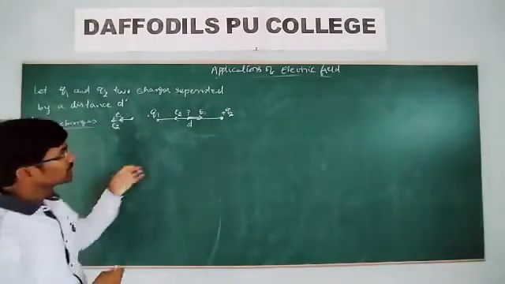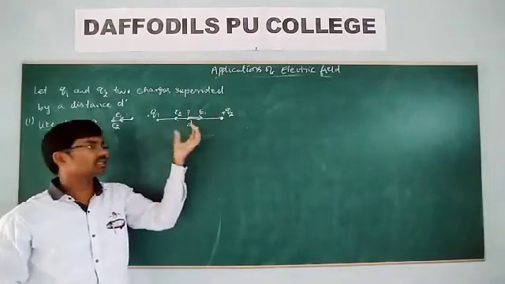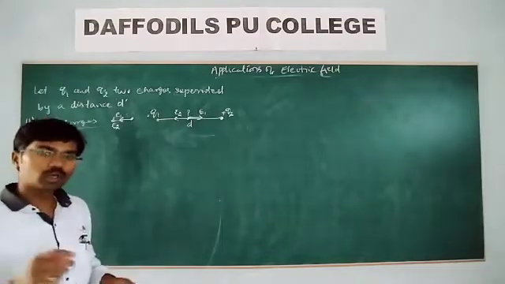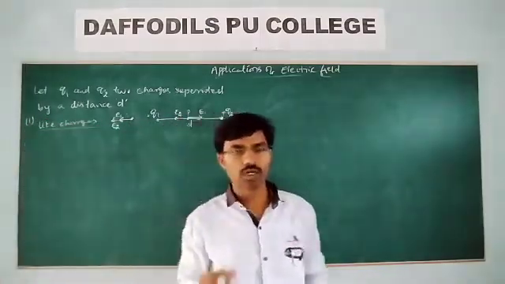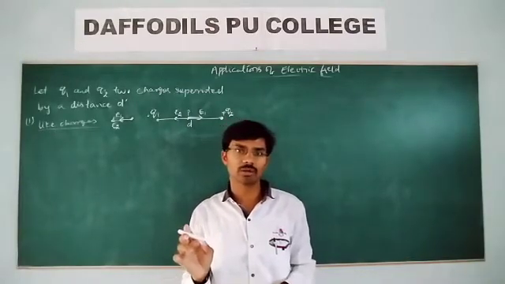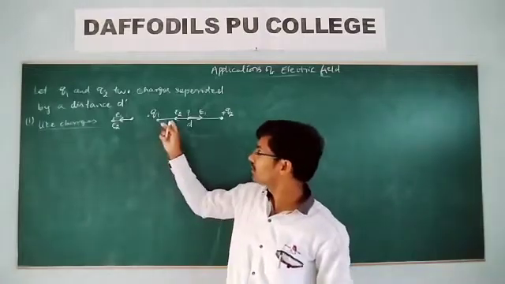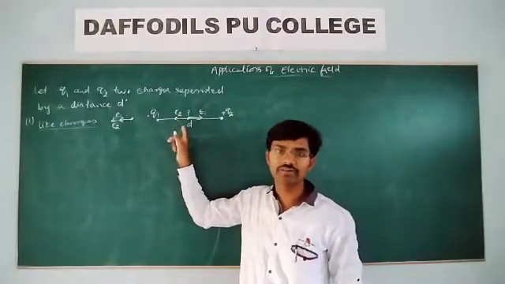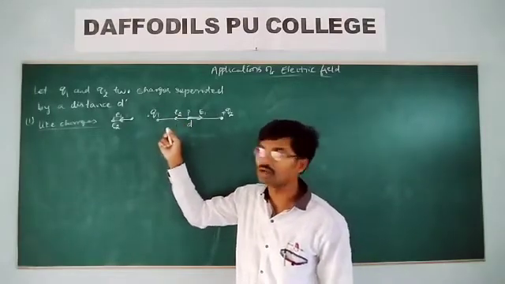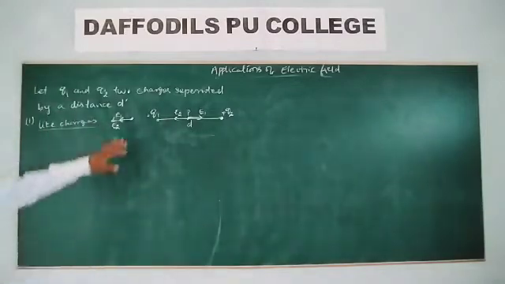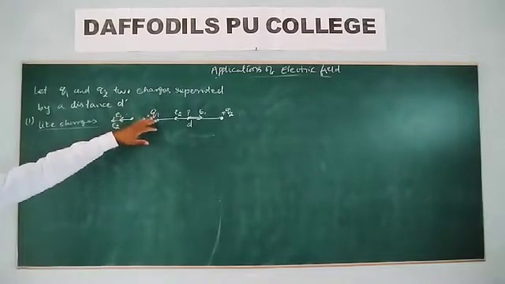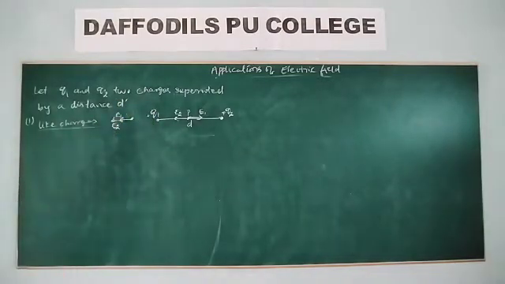Therefore, what will happen? The resulting electric field may be zero at a particular point in between these two charges, and that point is called the neutral point or null point. What do you mean by the neutral point or null point? The point at which the resultant electric field is zero is called the neutral point or null point. So let me find the distance of the neutral point or null point from any charge.